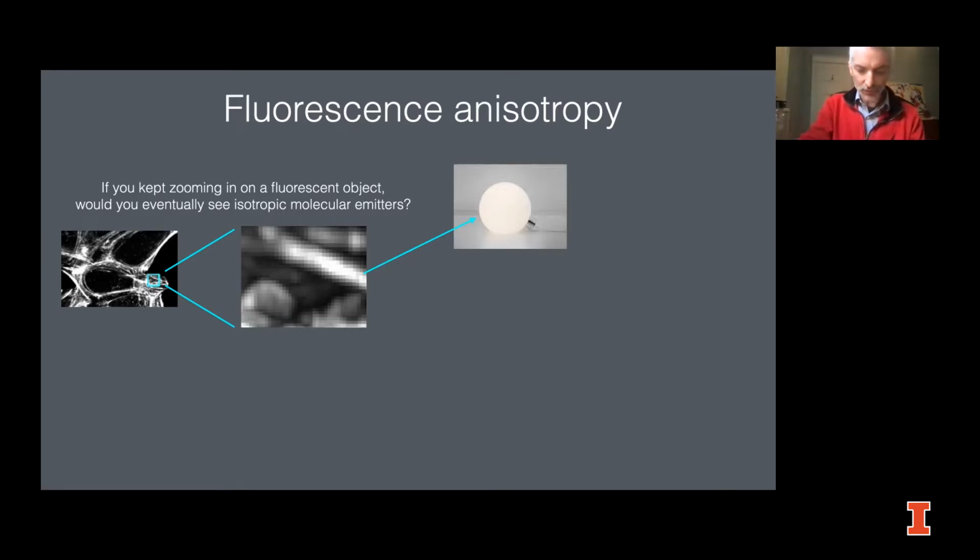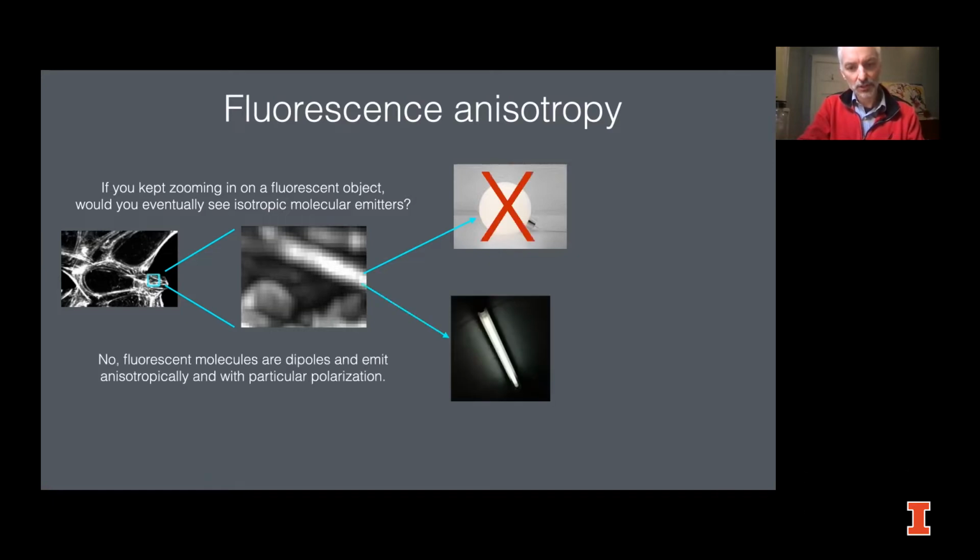Like we think about in nuclear medicine, an isotropic emitter. No, actually, it turns out, and some of you who are in optics may well know this, that fluorescent molecules are actually all dipoles. They're sort of tiny little optical antennae, and they emit light, the fluorescence, with an anisotropic pattern and with specific polarization.